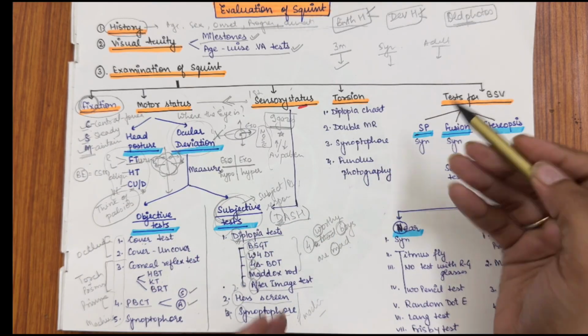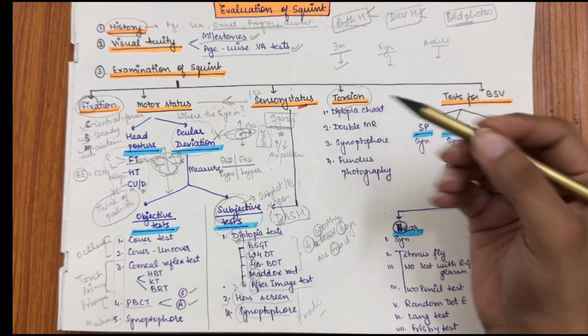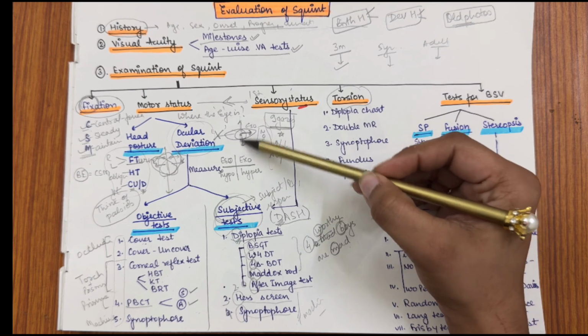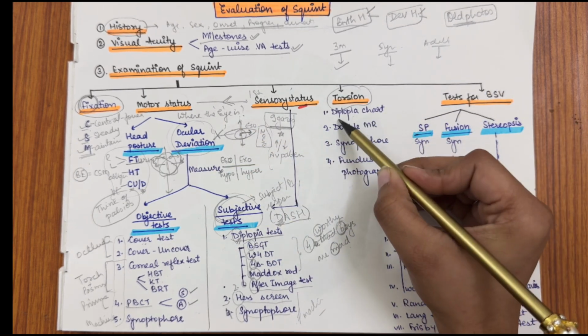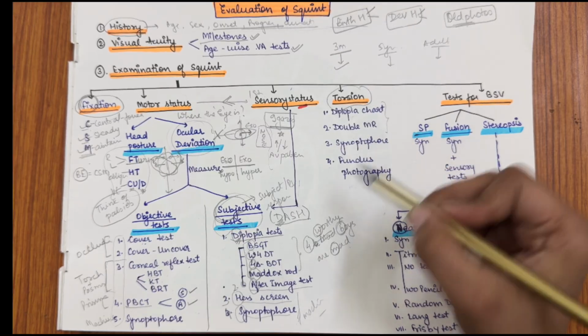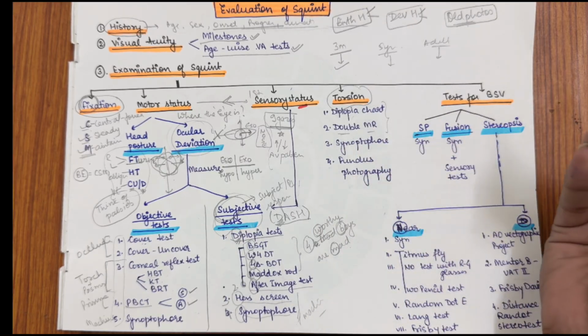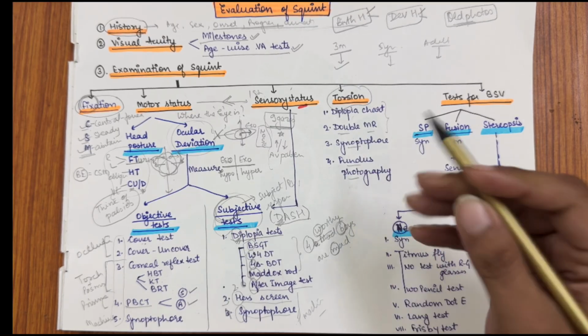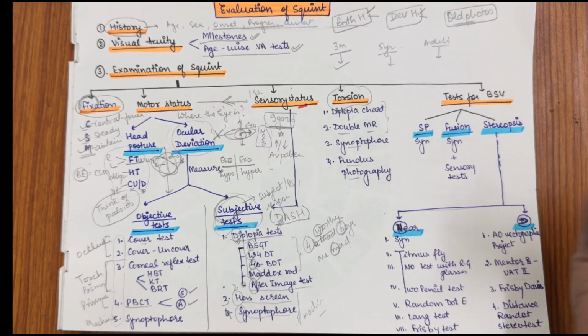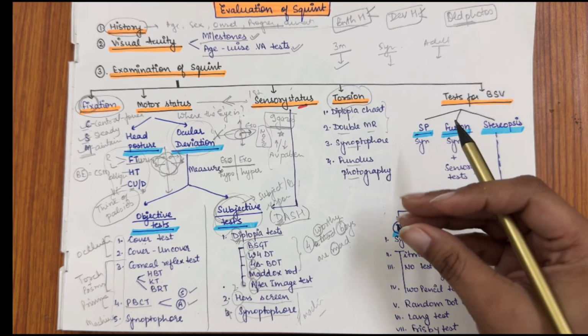Okay, now we come to torsional. The squint can be horizontal and vertical, and we have done those tests. For torsional or cyclorotation, you go for diplopia charting, the double Maddox rod test to look for torsion, and then synoptophore, and sometimes with the help of fundus photography also we can rule out torsional squint.